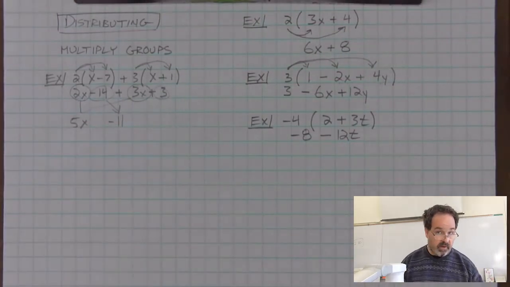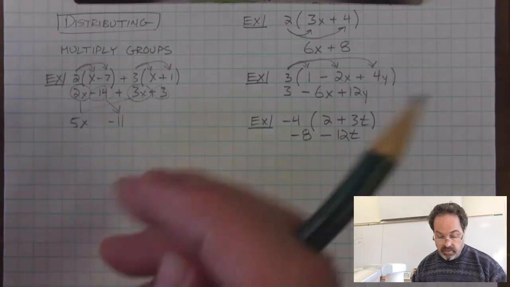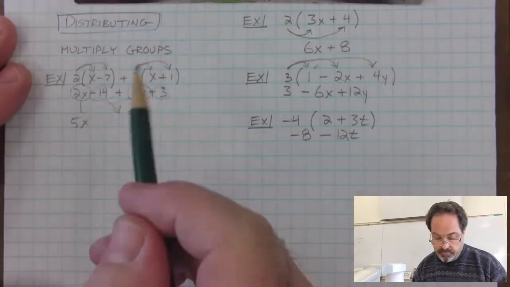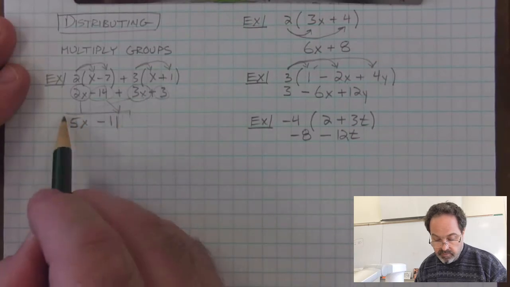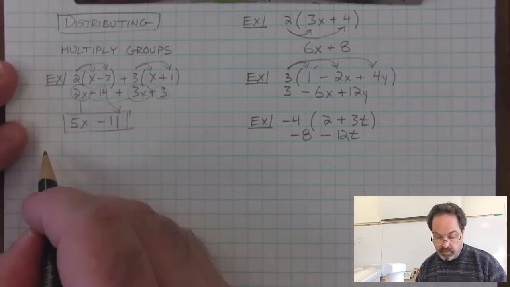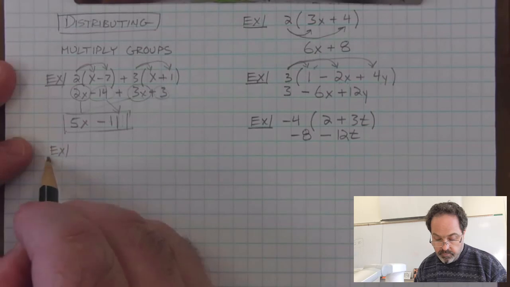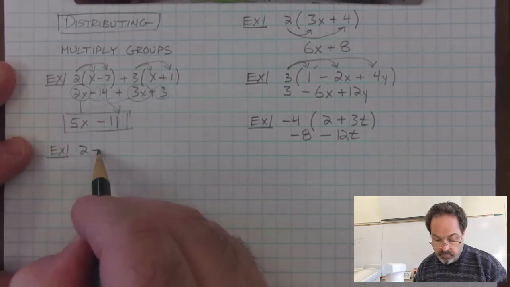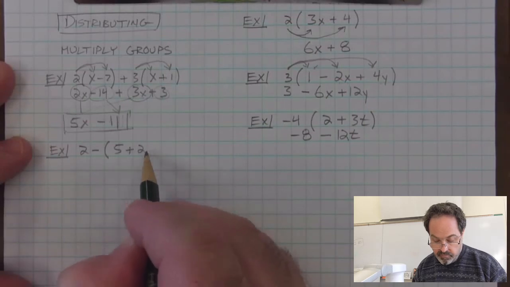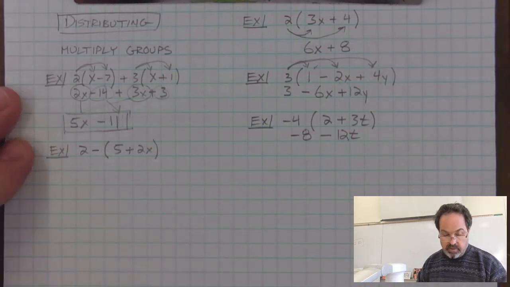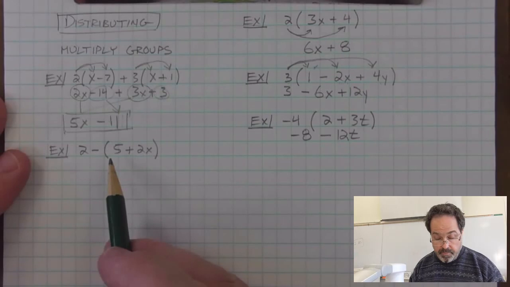Be careful of adding negatives. 5x minus 11 is the simplified answer. One more example. 2 minus the group 5 plus 2x. We want to be careful here.